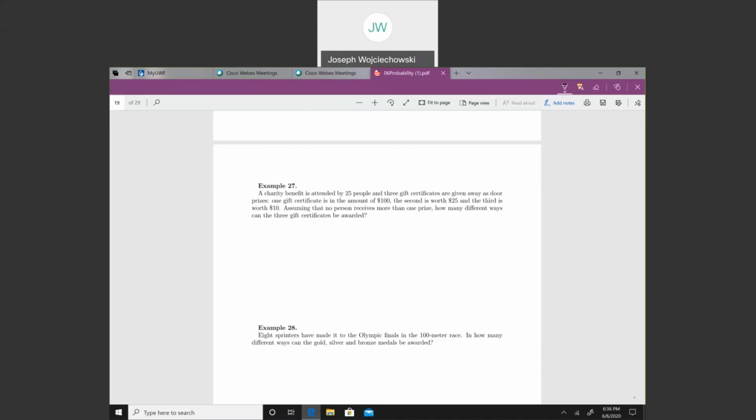A charity benefit is attended by 25 people and 3 gift certificates are given away as door prizes. One gift certificate is in the amount of $100, the second is worth $25, and the third is worth $10. Assuming that no person receives more than one prize, how many different ways can the 3 gift certificates be awarded?